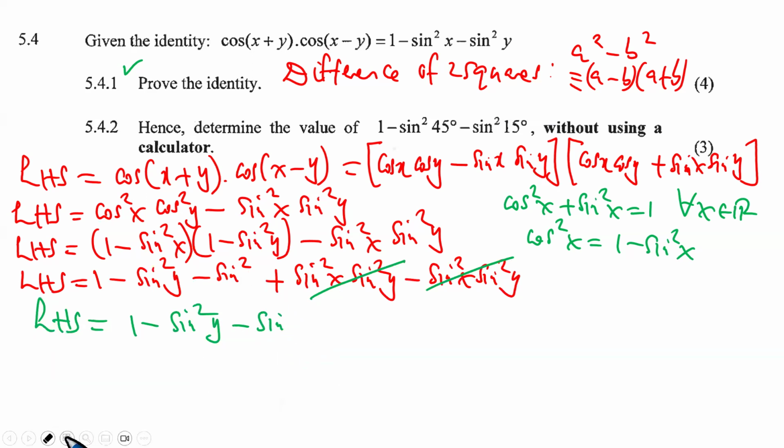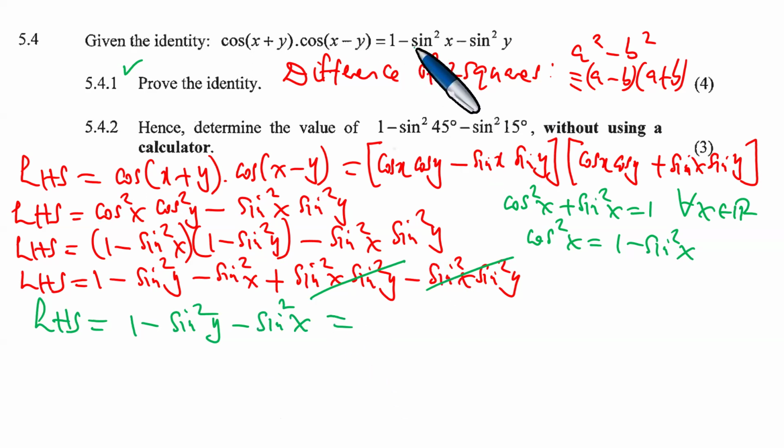This one is sine squared x. Just take note of that. So after the cancellation, we have 1 minus sine squared y, and then minus sine squared x, like so. And this guy here, it's our old friend. It is exactly what we had.